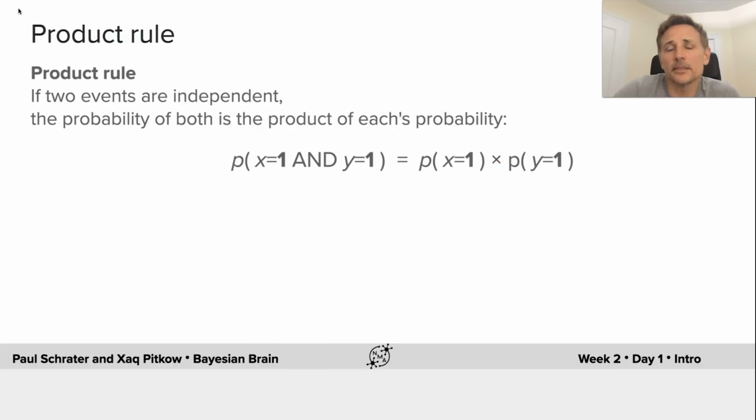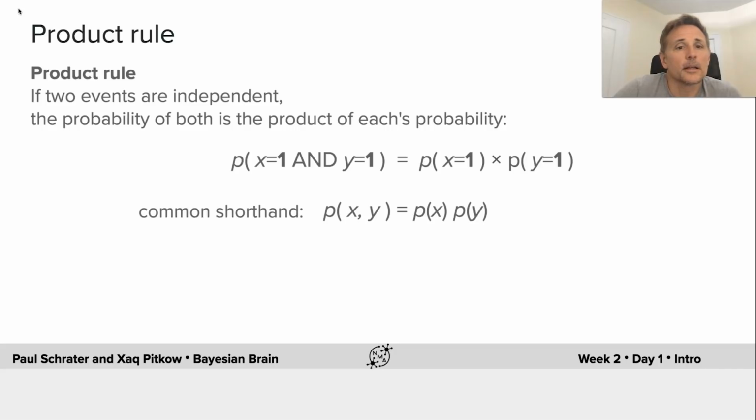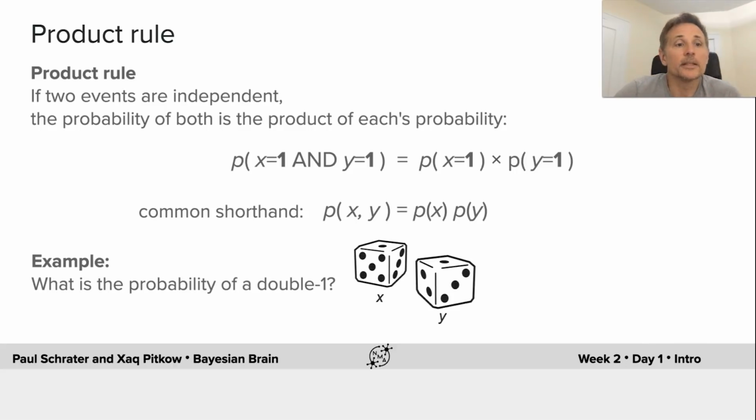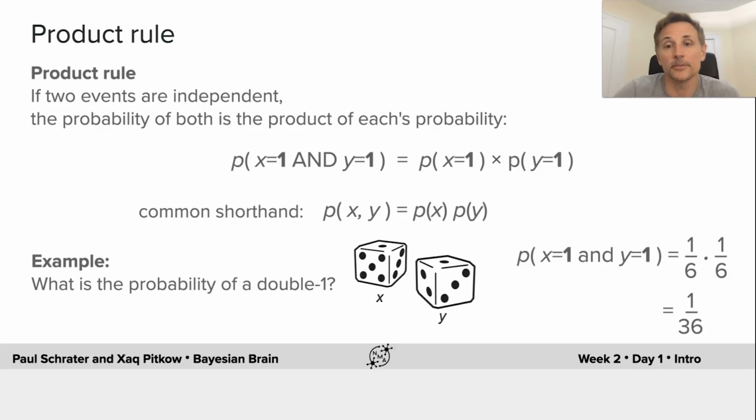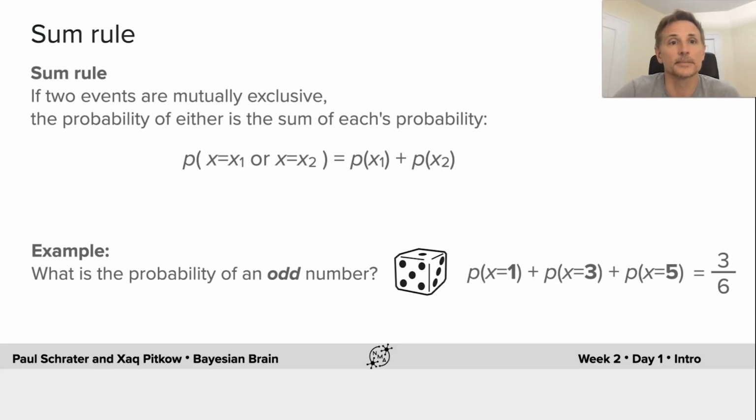The product rule is particularly important, and it has a common shorthand that you really need to know. So when you look at an expression and you see the probability of x comma y, you should think probability x and y, and that's called the joint probability. For independent random variables, that joint probability is the product. So as an example, what's the probability of double 1? Well, it's the probability of x being 1, 1/6, times the probability of y being 1, 1/6: 1 over 36.